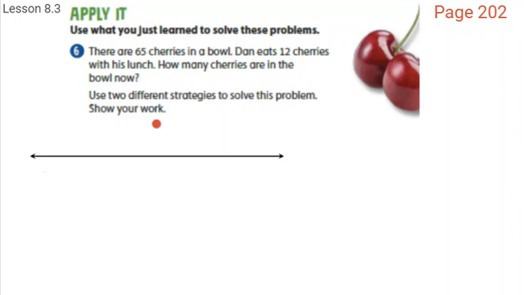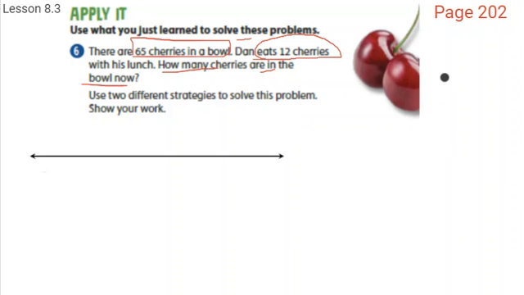Show your work. Okay. And as you can see, I have an open number line here, so I'm probably going to be using an open number line to do this. I really like using open number lines. But let's read through this again. There are 65 cherries in a bowl. Okay, I'm going to circle that. Dan eats 12 cherries. Ooh. So if he's eating them, he's taking them away, so I'm going to put a minus sign there. With his lunch, how many are in the bowl now?